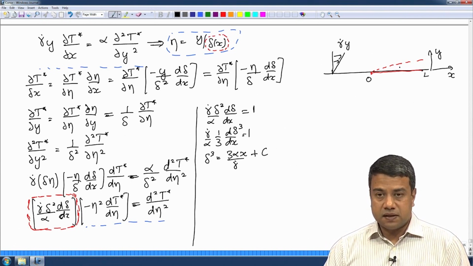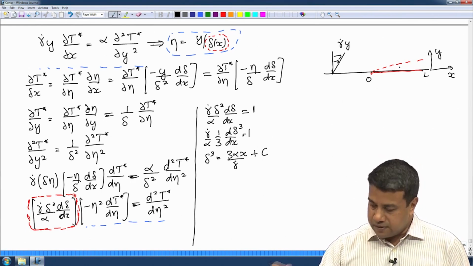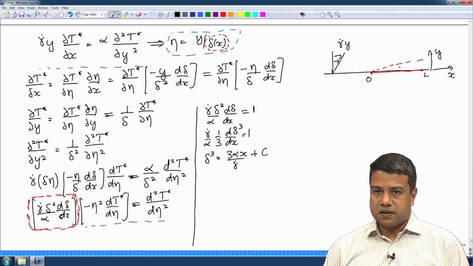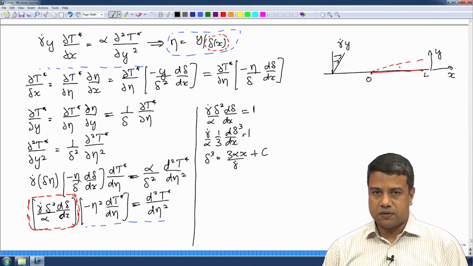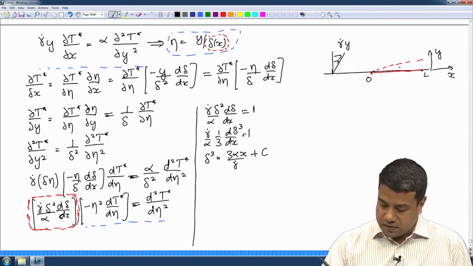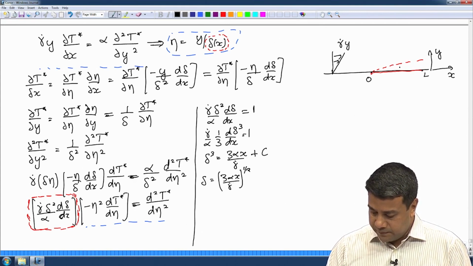In this case, the initial condition is that at x equal to 0, at this location where the heated section has just started, the boundary layer thickness has to be equal to 0, because the boundary layer starts only at that location. And therefore, with that condition, the solution for delta just becomes delta is equal to 3 alpha x by gamma dot whole power 1/3.